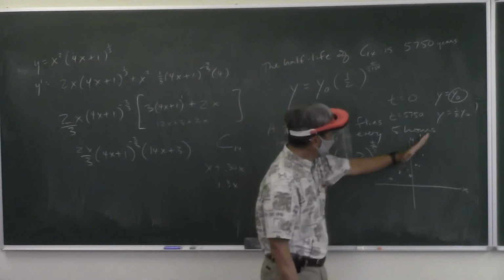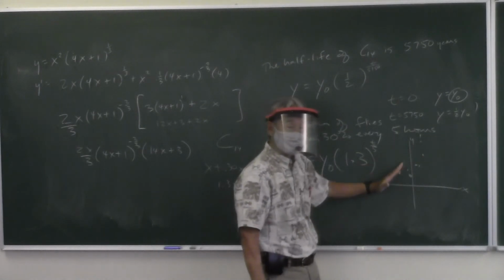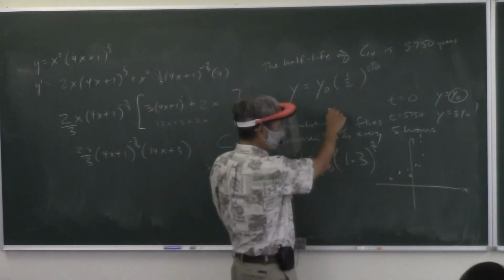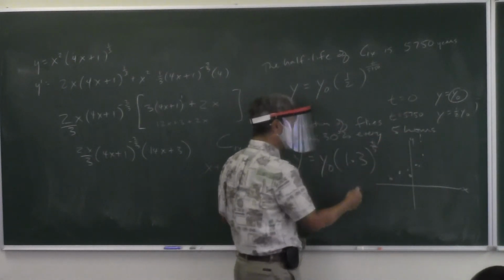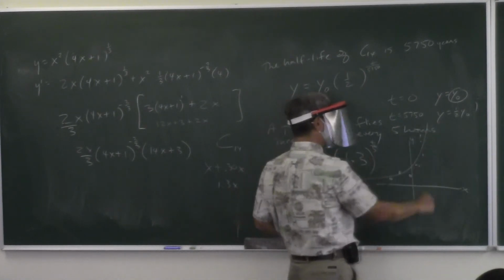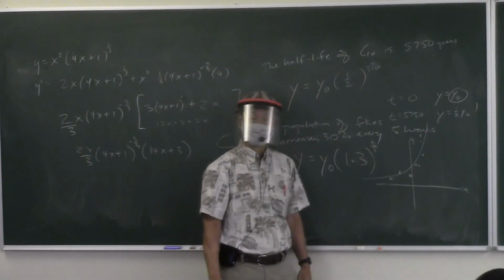Now, you could write the equation of the best fit straight line, but this doesn't really look like a straight line. You could write the equation of the best fit parabola, that would be okay, or a cubic function. But to me, this kind of looks like an exponential function.